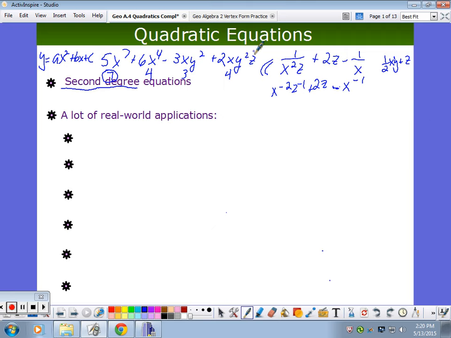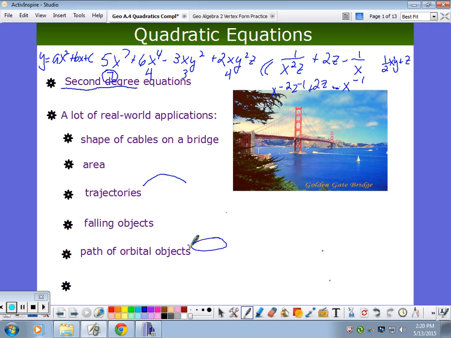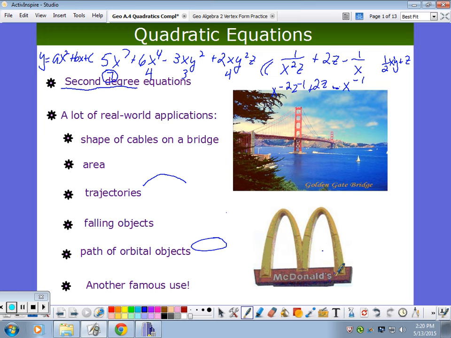Okay, so this is actually quadratics. There are a lot of real-world applications. Physicists out there love their quadratics and many other kinds of polynomials. For example, here's the Golden Gate Bridge, a suspension bridge. The cables that hang there form a very quadratic shape. Area is quadratic, 2nd degree, because you multiply the length times the width, x times y. You're multiplying two variables. Trajectory, cannon fire, that is quadratic. Right there is that beautiful curve. Falling objects, that path is quadratic. Orbital objects, that's quadratic. And most important of all, each of these arches in the McDonald's sign, quadratic.